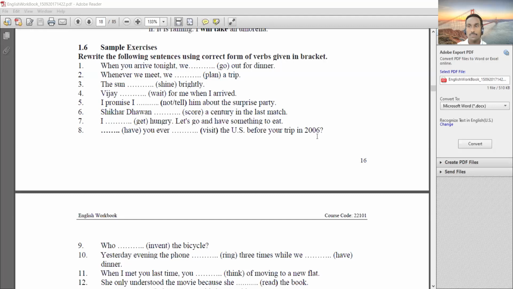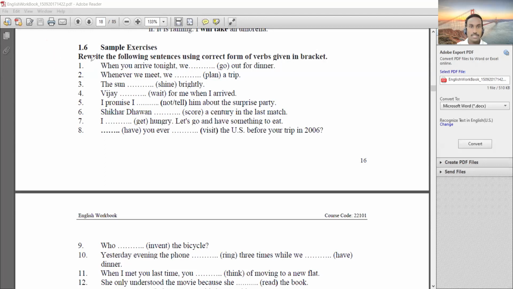I will share another screen. Just ensure that it is visible. Is it visible? Sample exercise 1.6. Yes, sir. All right. This is for question number three. This kind of exercise will be there that you have to practice.